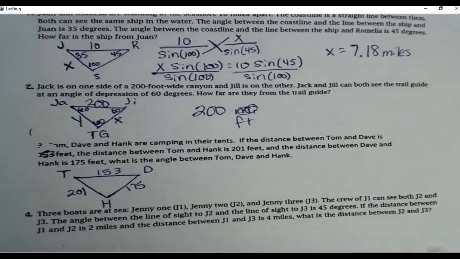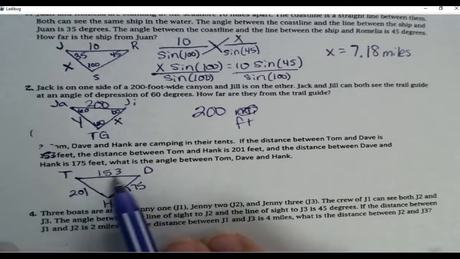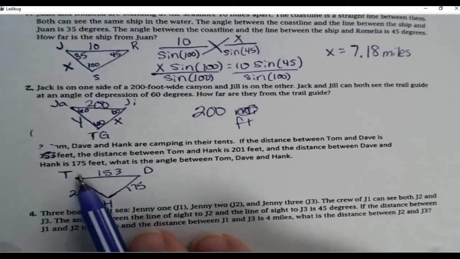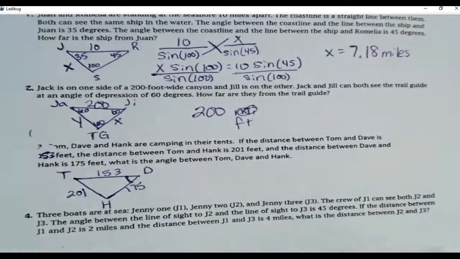And I'm trying to find the angle between Tom, Dave, and Hank. So we follow those. So we go from Tom to Dave to Hank. So Tom, Dave, Hank is this angle here at Dave. So that's what I'm looking for.